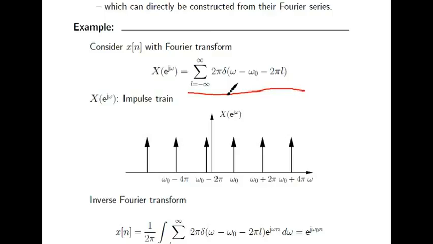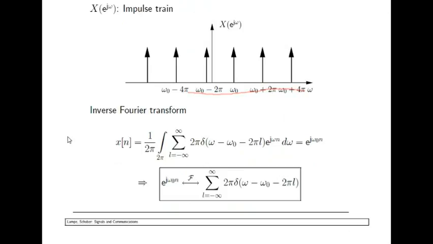where delta is the unit impulse function. If I find the inverse Fourier transform for this signal, x[n] equals 1 upon 2π, integration over a period of 2π, of X(e^{jω}) multiplied with e^{jωn}, which gives me the result e^{jω0 n}. This is a periodic function in the discrete time case. Reciprocally, e^{jω0 n} has the Fourier transform summation over l from minus infinity to infinity of 2π δ(ω − ω0 − 2πl).